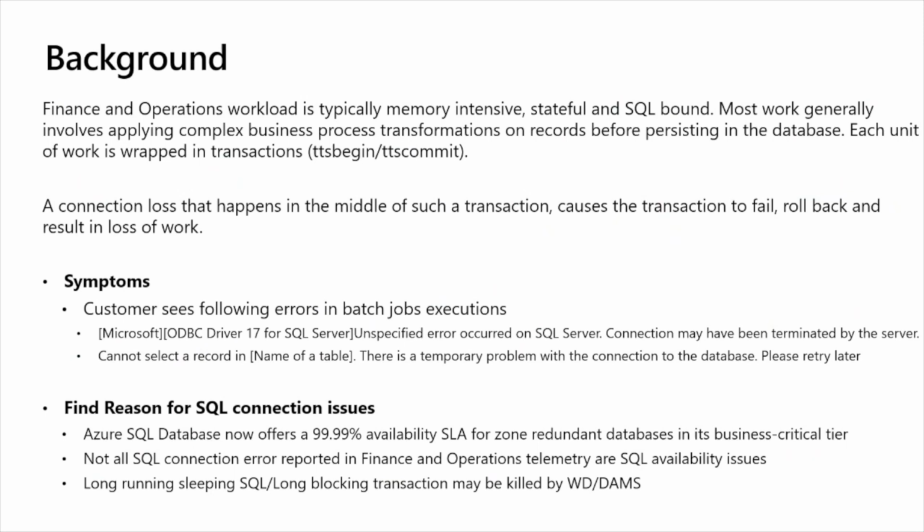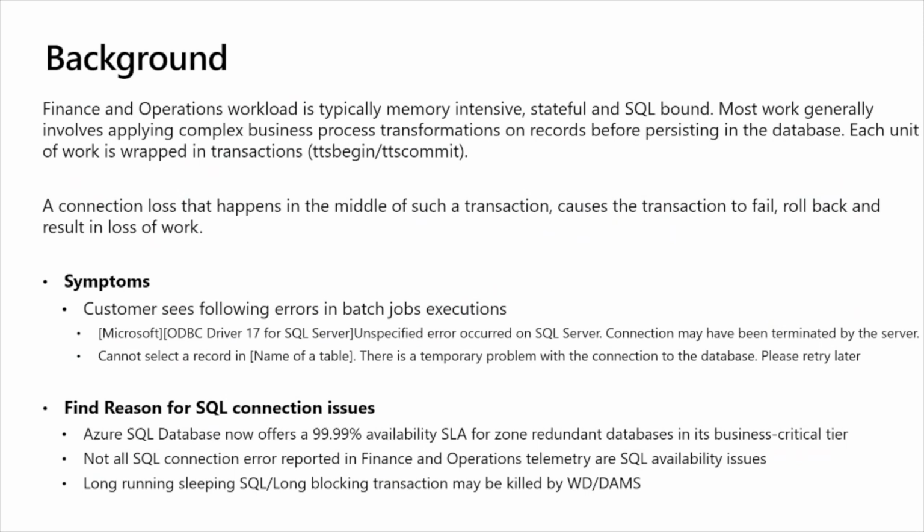Sometimes this unit of work might take longer to finish, and within that unit of work, if a transient connection loss with the SQL server happens, that results in the rollback of the work that we have already done and in the loss of work. We monitor this from the telemetry and get complaints from the customer and the partner saying, hey, I have this particular process that failed.